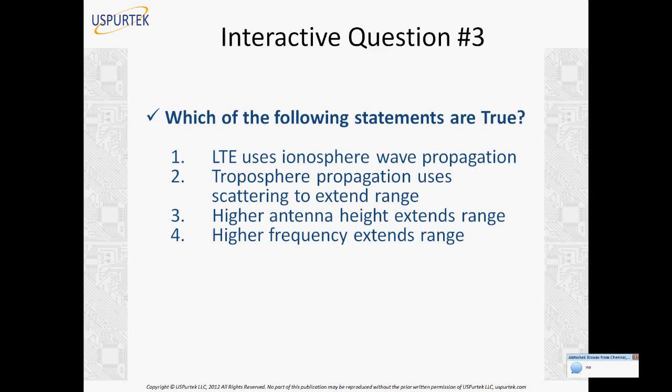No, that is not true. Higher frequency does not extend range, because higher frequency means more power decays. You get less power at the same range.